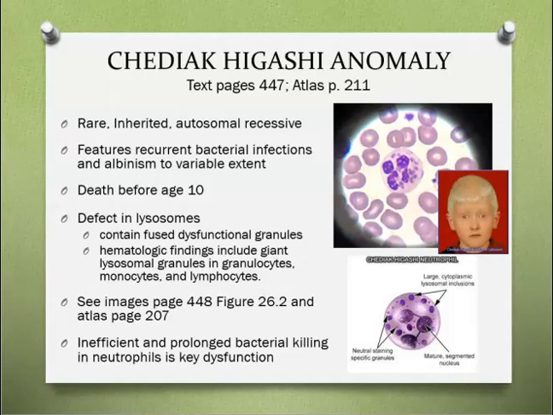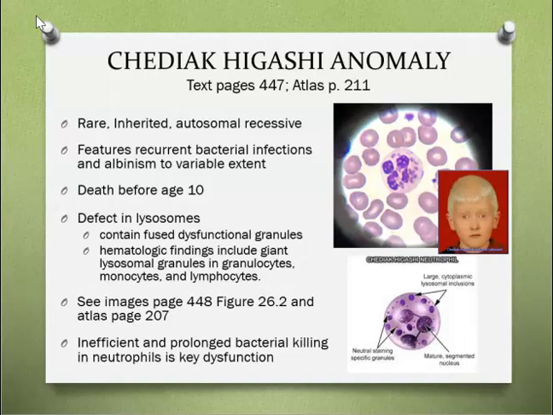Usually with Chediak-Higashi, patients have recurrent bacterial infections, so they just keep having bacterial infections over and over again. Also, usually people with Chediak-Higashi anomaly have varying degrees or extent of albinism. Usually they have lighter skin, hair, and eye color.